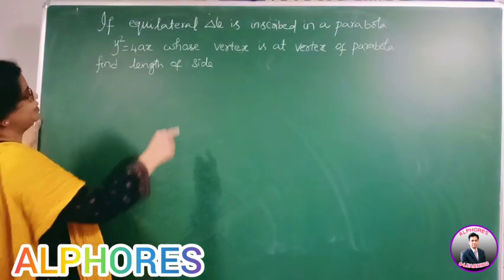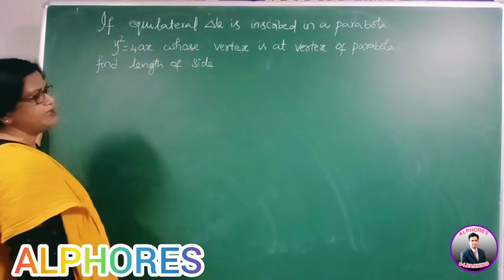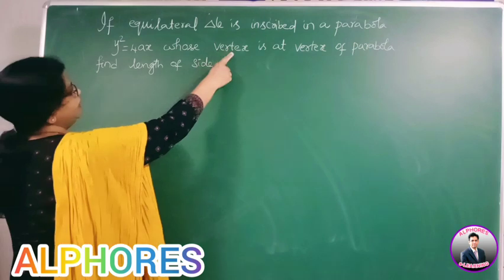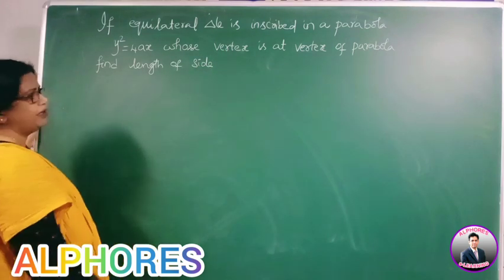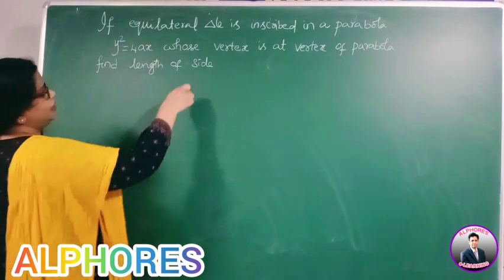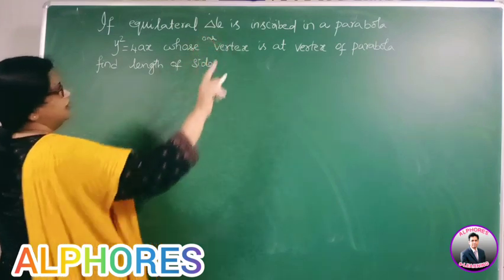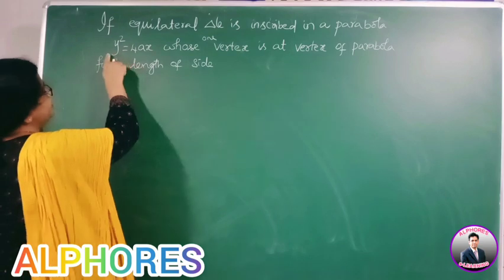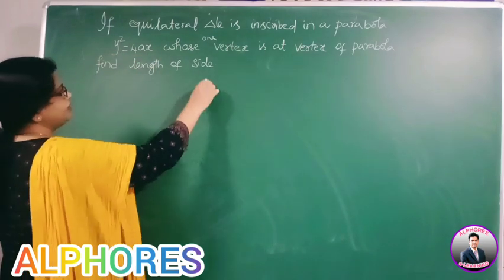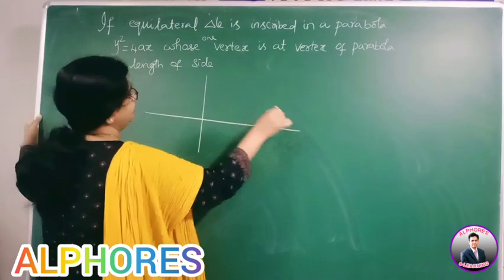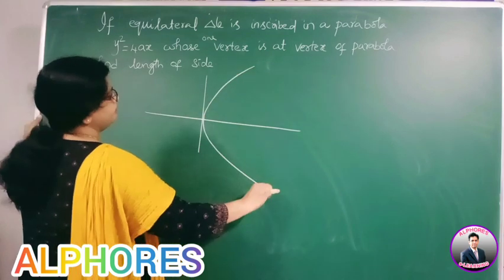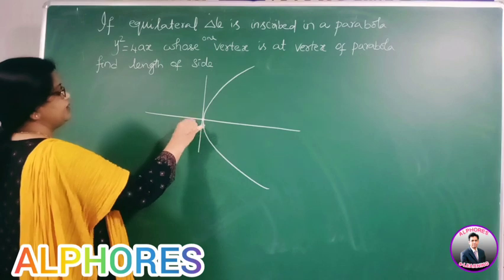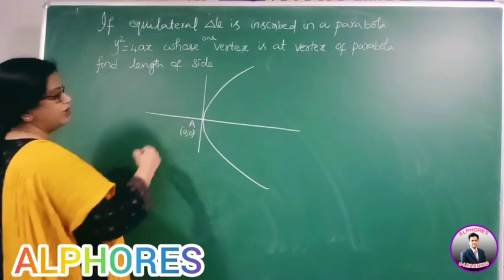So now observe this problem. If an equilateral triangle is inscribed in a parabola y square is 4ax, whose vertex is at the vertex of the parabola, find the length of the side. Or they may give whose one vertex is exactly at the vertex of the parabola, find the length of the side. So here the standard form is given, that means take y square equal to 4ax, where one vertex, suppose this is the vertex of the parabola, 0, 0.